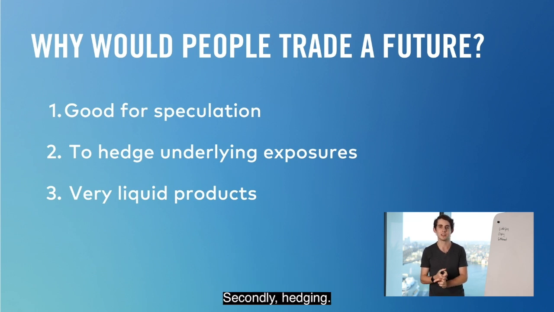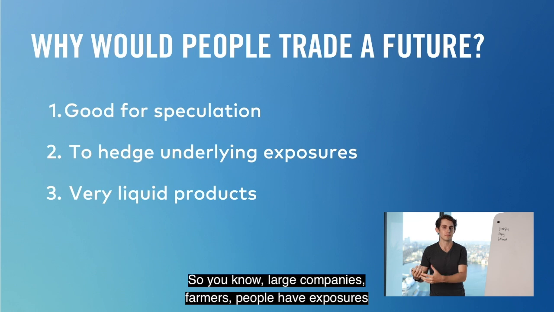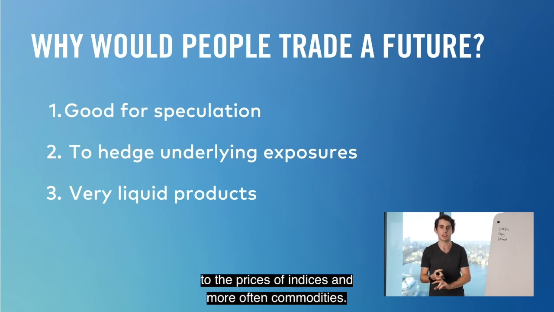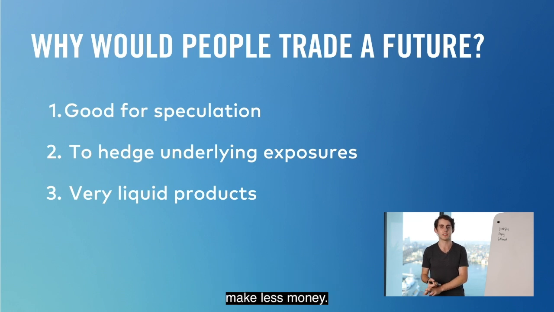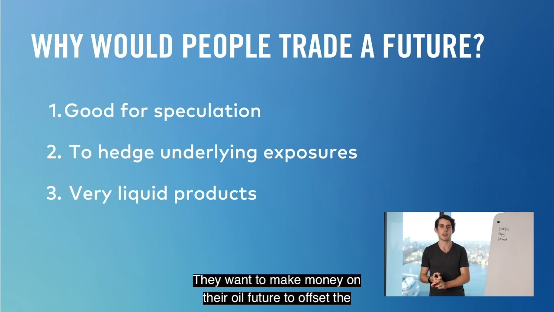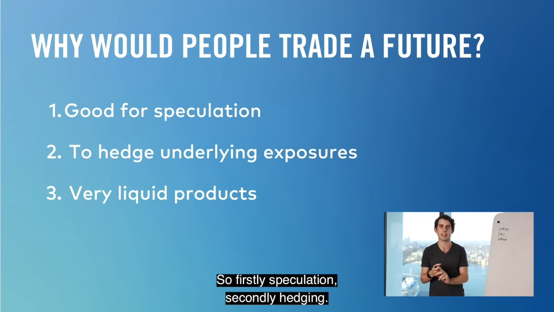Secondly, hedging. Large companies, farmers, people have exposures to the prices of indices and more often commodities. For example, someone like Qantas has a large exposure to the price of airline fuel. If plane fuel becomes more expensive, Qantas will make less money. They might trade an oil future to hedge this. They want to make money on their oil future to offset the losses they will make if plane fuel becomes more expensive. So firstly, speculation.